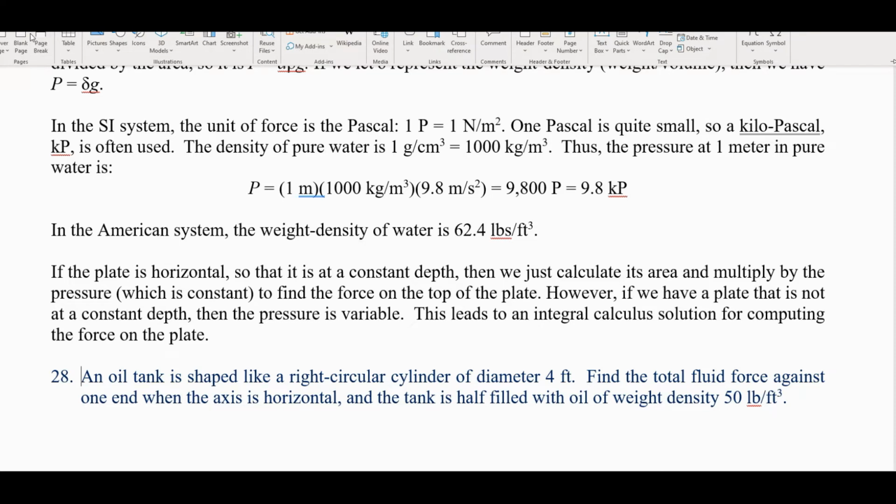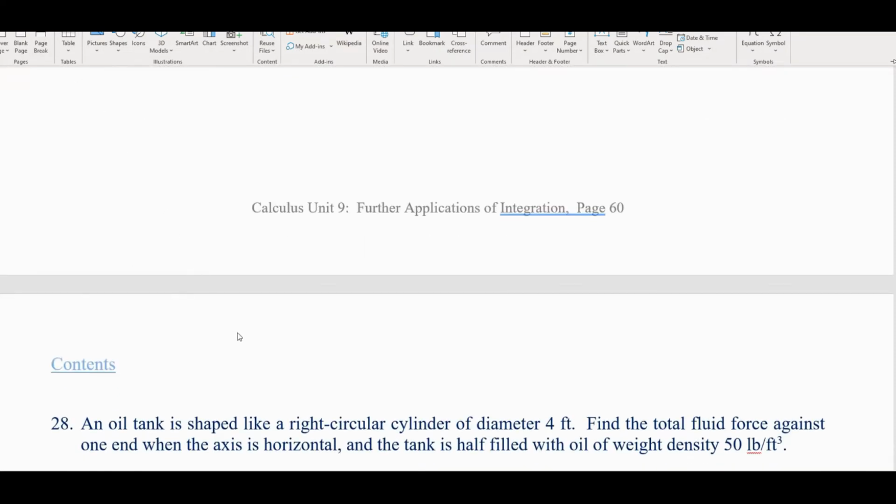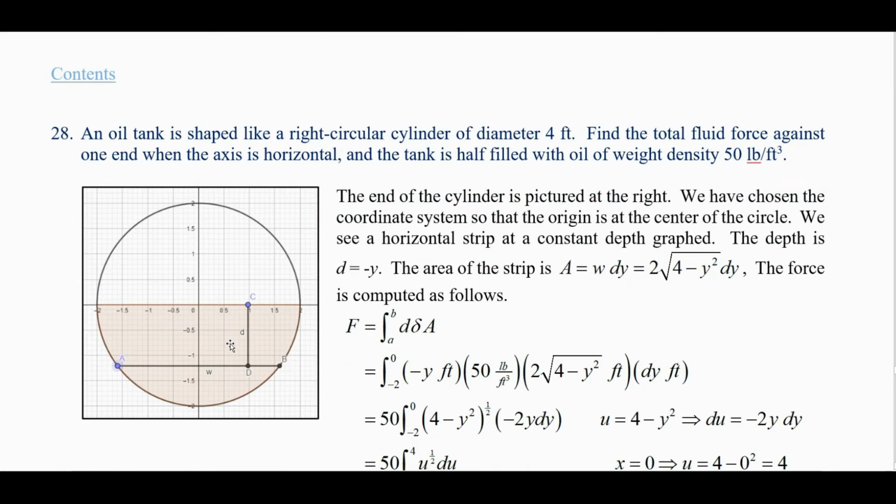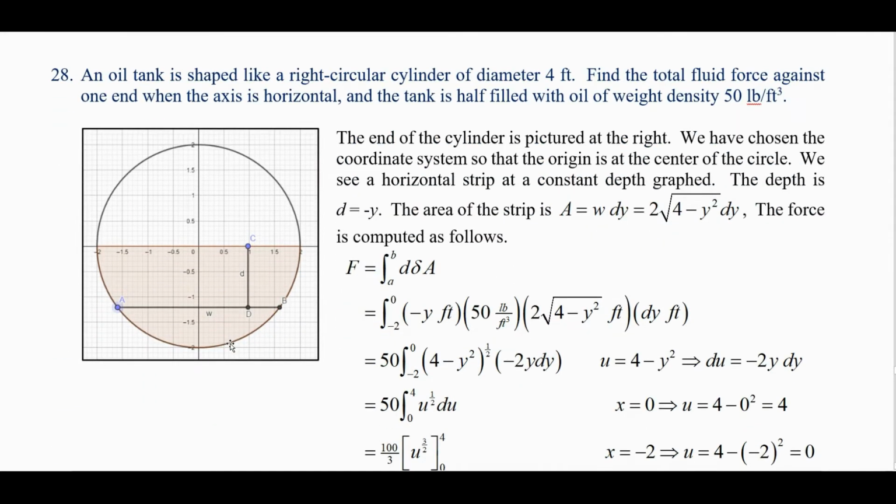So let's start with this one. We have an oil tanker, or oil tank, that's in the shape of a right circular cylinder of diameter 4 feet. We want to find the total fluid force against one end of the tank when the axis is horizontal, and the tank is half filled with oil of weight density 50 pounds per cubic foot.